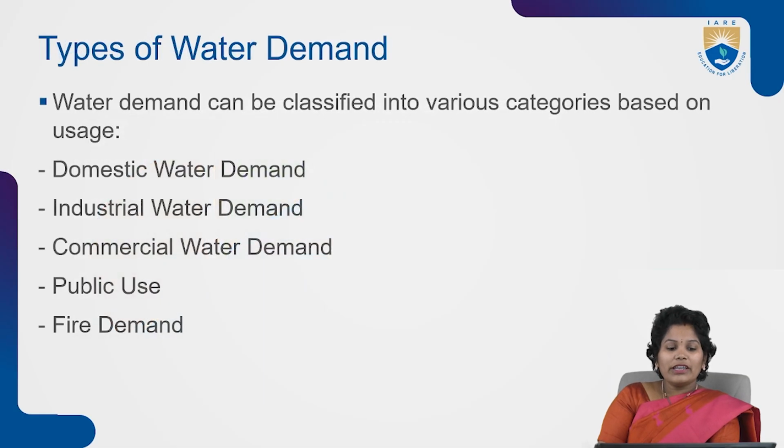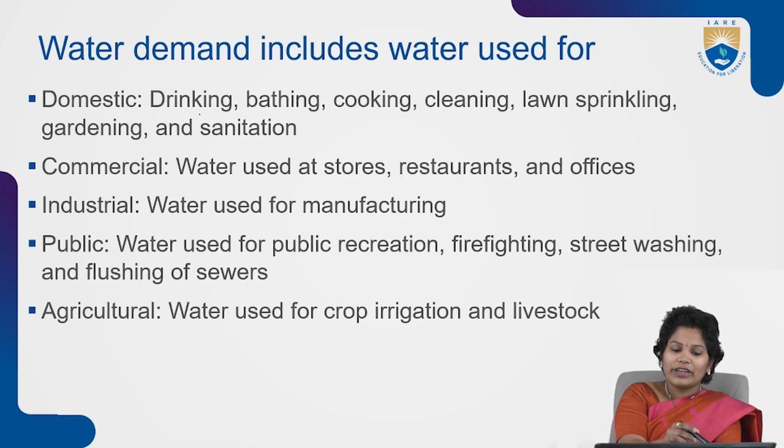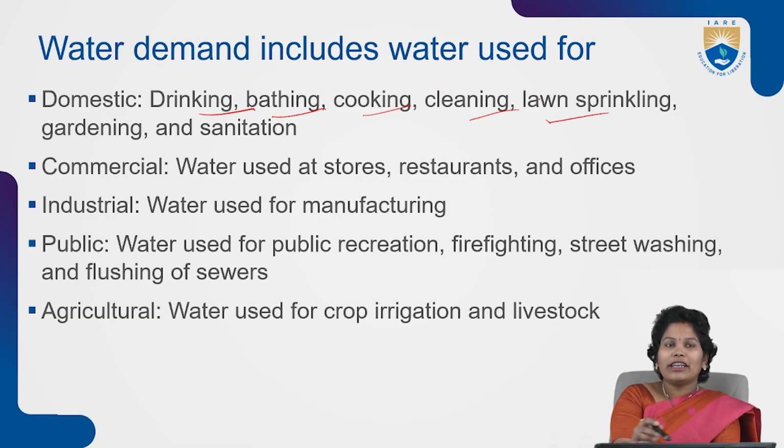Now, the types of water demand are classified as: domestic water demand, industrial water demand, commercial water demand, public use, and fire demand. These five are very important types of water demand. First, domestic purpose means drinking, bathing, cooking, cleaning, lawn sprinkling, gardening, and sanitation. These all come under domestic water demand.